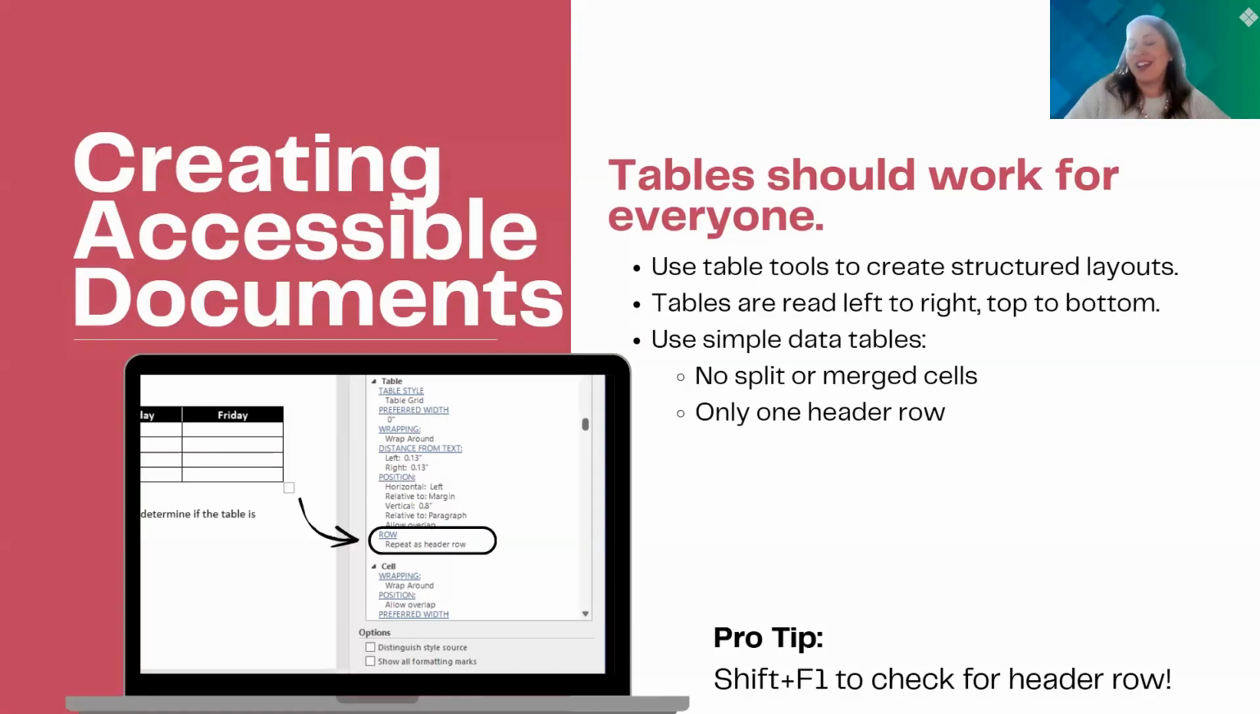The pro tip at the bottom, and I love this, and I'm going to demonstrate it shortly, is Shift F1. When you are in Microsoft Word, doing Shift F1 will bring up the formatting panel, which will help you determine if your tables are formatted correctly.